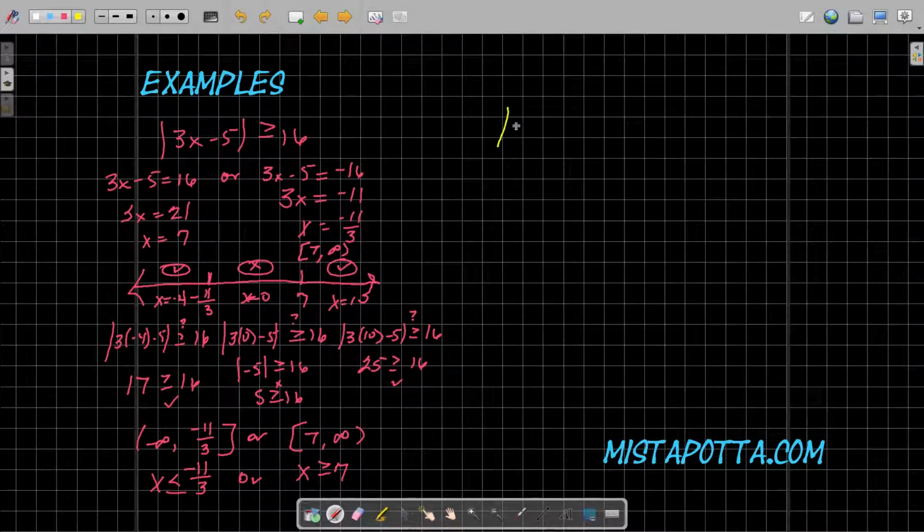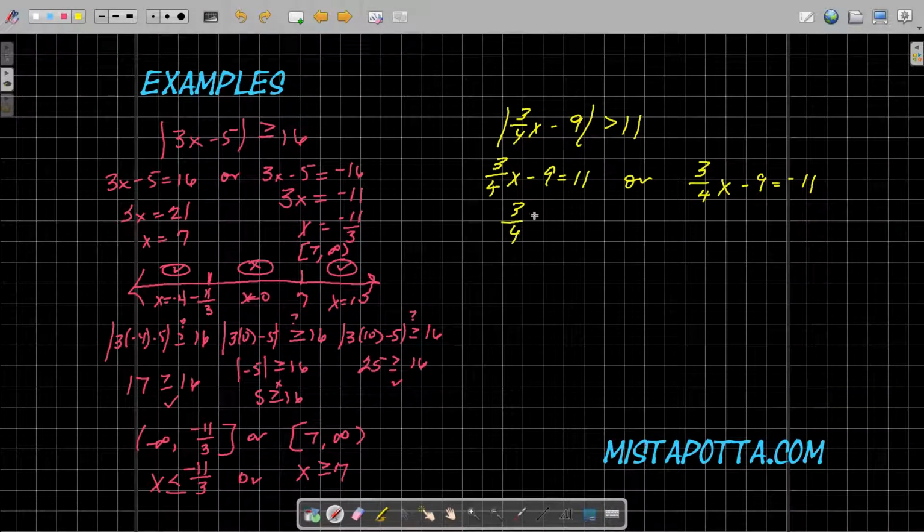So let's take a look at the absolute value of 3/4 x minus 9. And I want to know when is this greater than 11? So again, step 1 is to find our boundary points. In other words, find out where it's equal to 11 or where it's equal to the opposite of 11. So doing that, adding 11 to 9 gives me 20. 3/4 x equals 20. And multiplying both sides by 4/3, I end up with x equals 80 over 3.